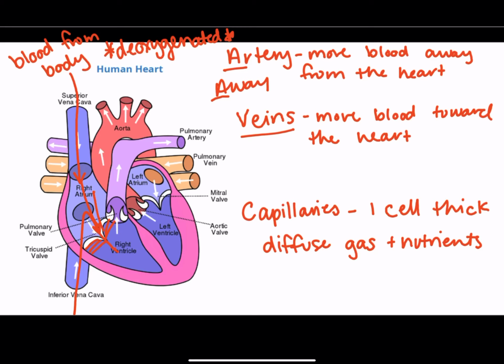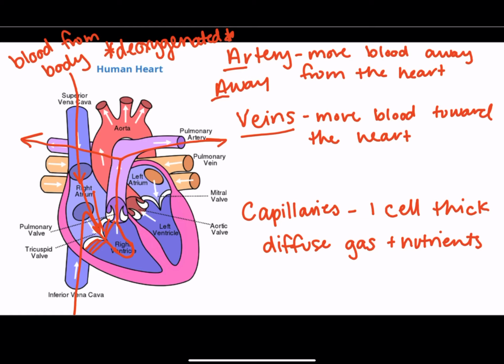We don't want that. And then the blood will now be in the right ventricle. The right ventricle is then going to pump. Remember, the heart is a muscle, and so it's going to contract and pump the deoxygenated blood through the pulmonary semilunar valve to the pulmonary artery. Remember, arteries are pumping blood away from the heart, so we see it leaving here.